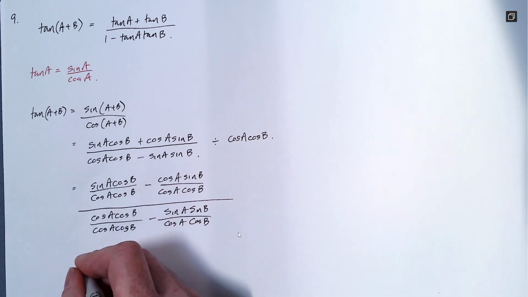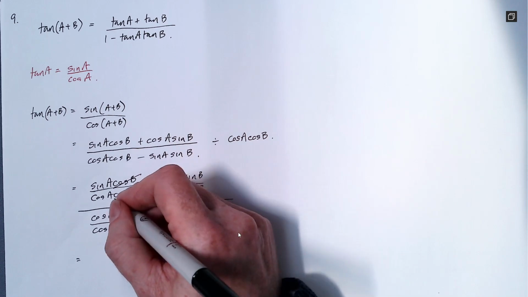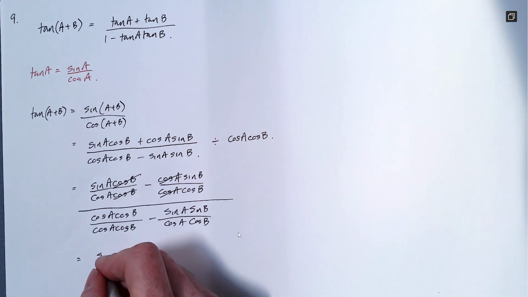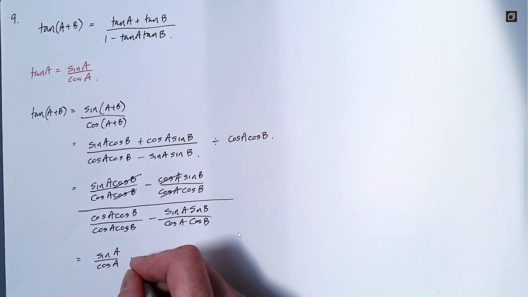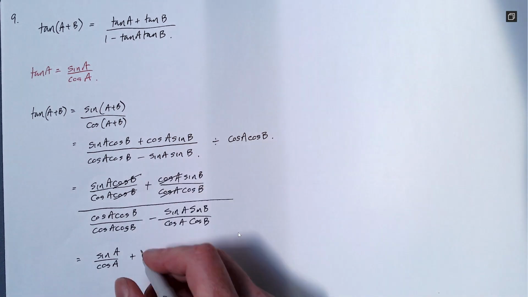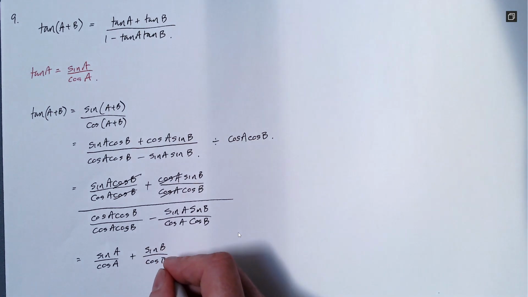Okay, now this is cos. Now we reach cos B and cos A. So therefore the formula: sin A over cos A plus sin B over cos B, on the top line.